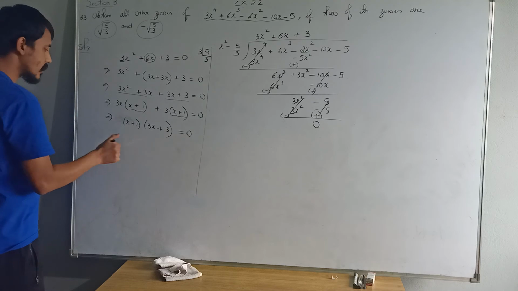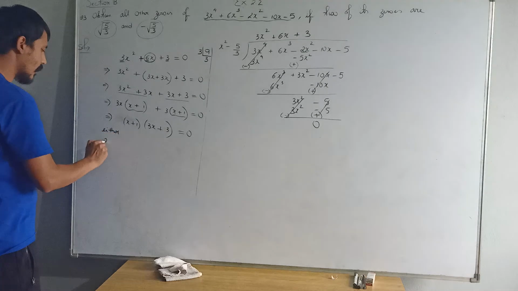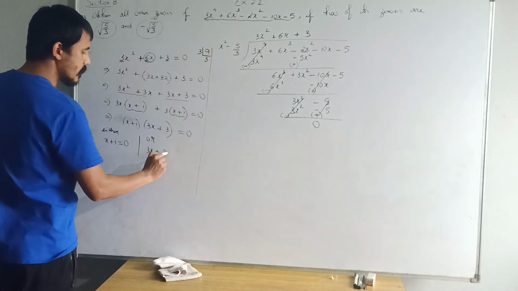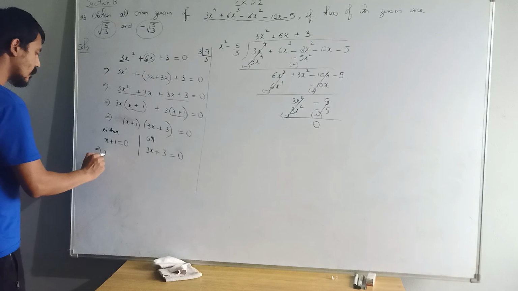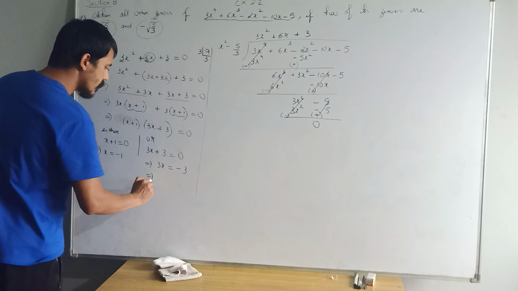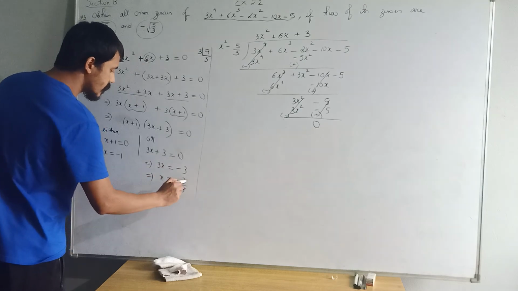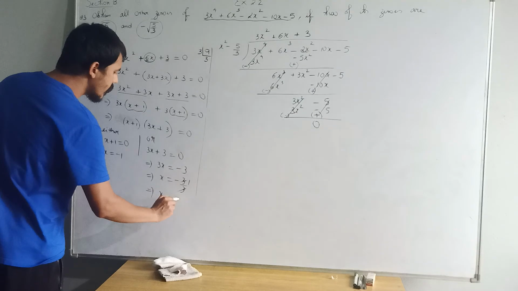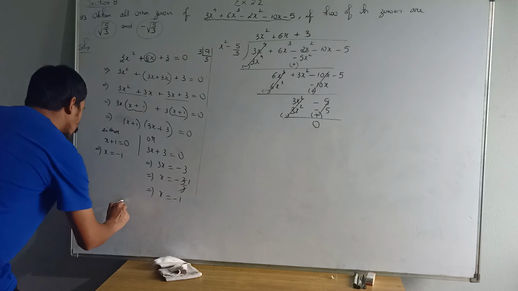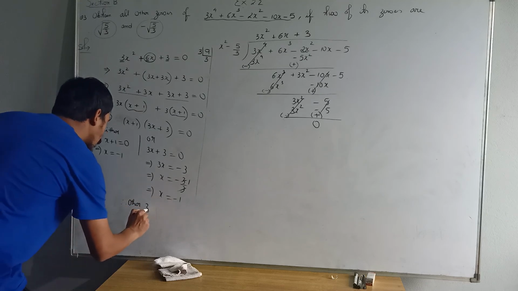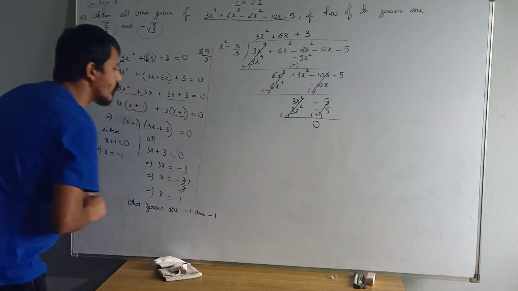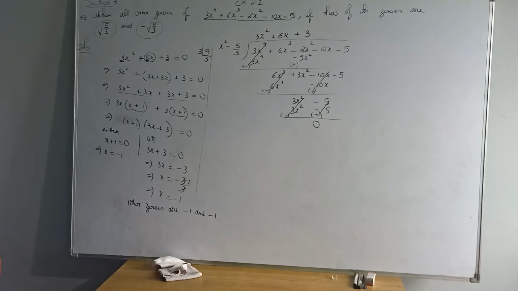So product of two terms is 0. So either x plus 1 is 0 or 3x plus 3 is 0. This gives you x as minus 1. This gives you that 3x is equal to minus 3. So this gives you x as minus 3 upon 3. 3 ones are 3. So the remaining two zeros are minus 1 and minus 1 equal. Okay? Therefore, other zeros are minus 1 and minus 1 again. Alright? So that's the complete answer for question number 3.